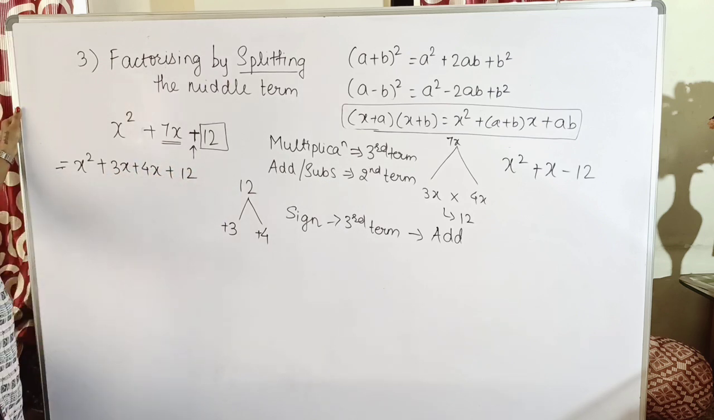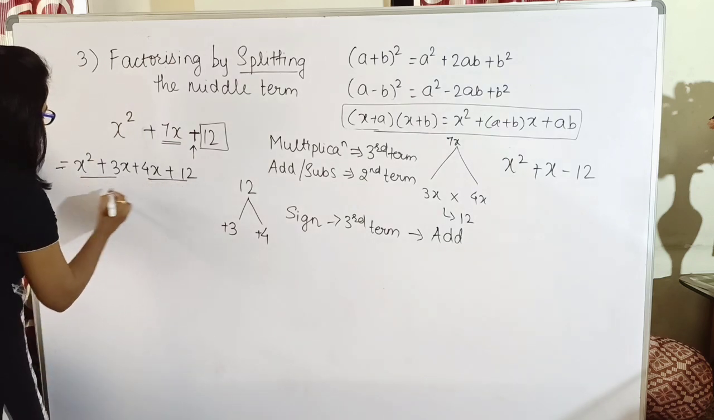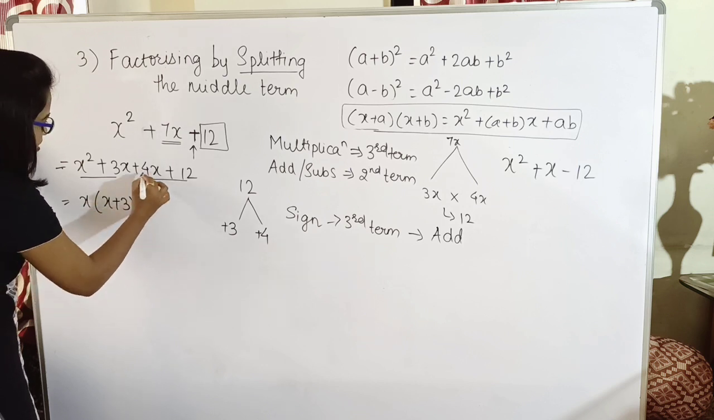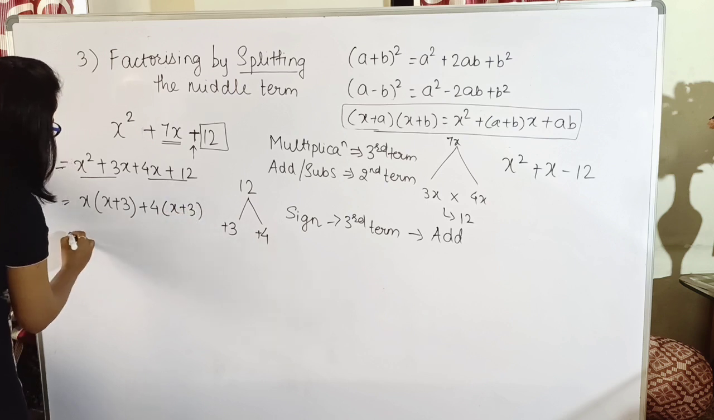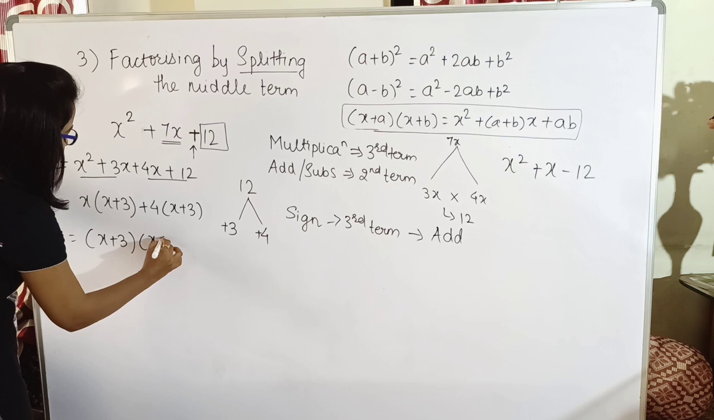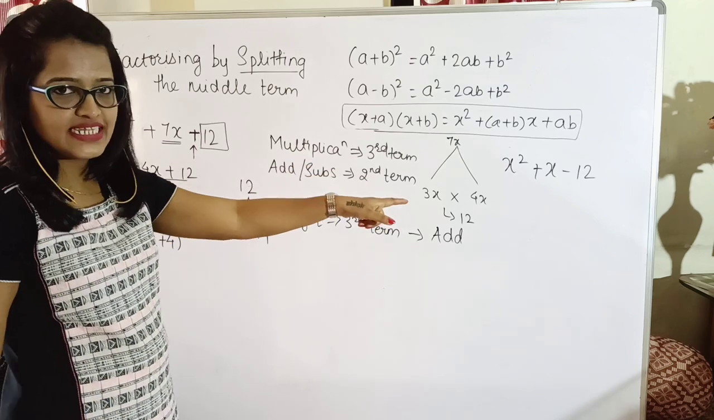Now here, solve further by the common factor method from these two terms and these two. From here I will get x common, so x plus 3 is remaining. Here I will get plus 4 common, so x plus 3 is remaining. As you can see, you have got one common bracket. Take that common again. So the two factors are x plus 3 and x plus 4. Okay. Now let us solve the next example.